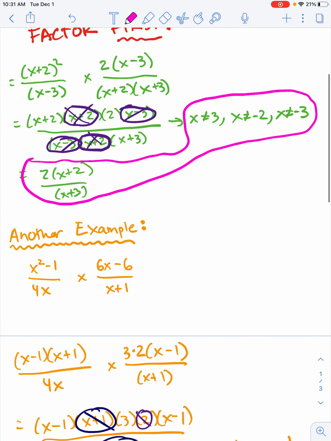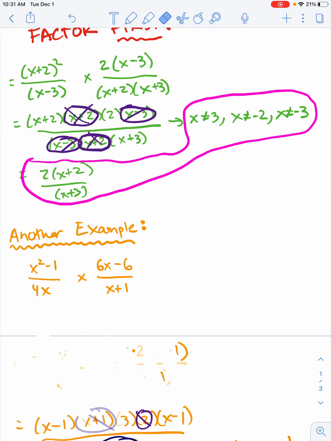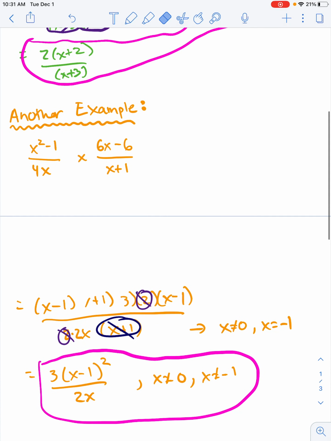Okay, here's another. Ooh, it's not erased. I don't want you to see this yet.